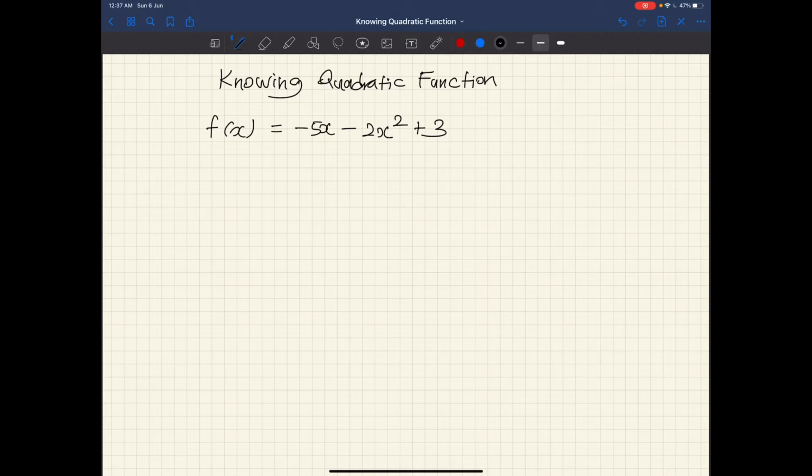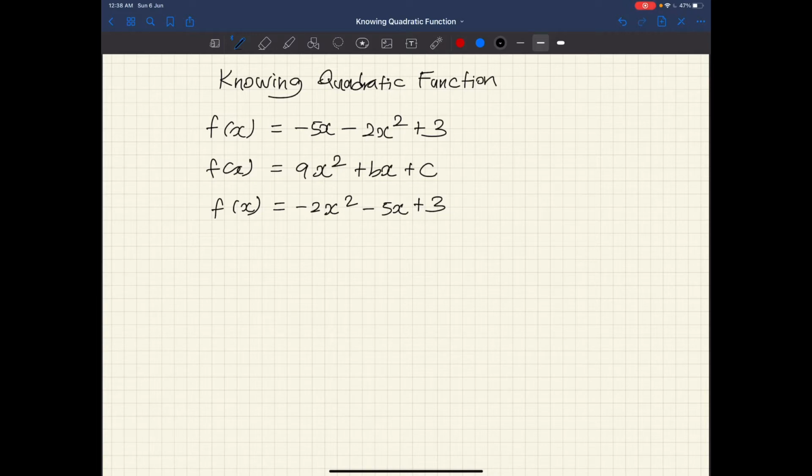Let's look at this equation first. You have f(x) equal to negative 5x negative 2x squared plus 3. As I mentioned in the previous lesson, you need to make sure your quadratic function is written in the form ax squared plus bx plus c. Therefore, I have to rearrange this such that my x squared is in front, and bring the coefficient in front together as well. So in front of your x squared you have negative 2, so it will be negative 2x squared negative 5x plus 3, and you're not changing the equation whatsoever.